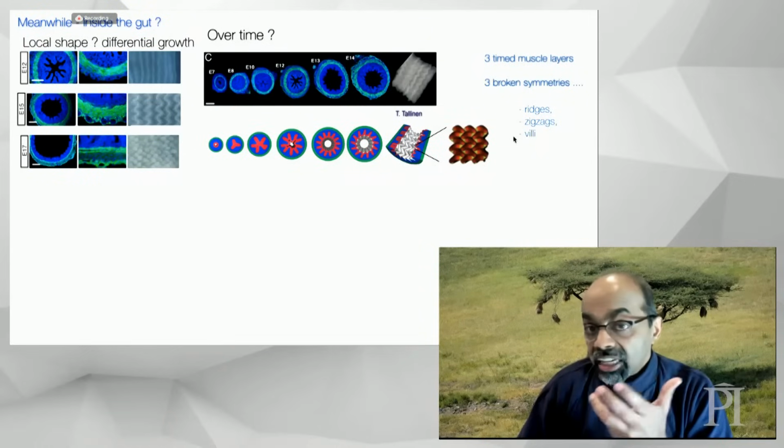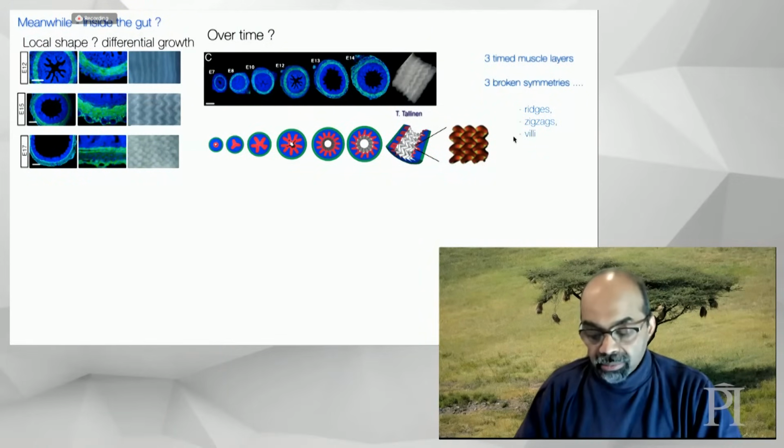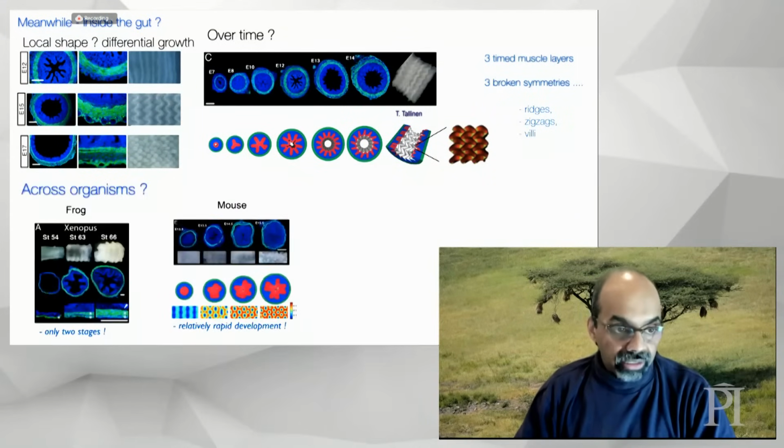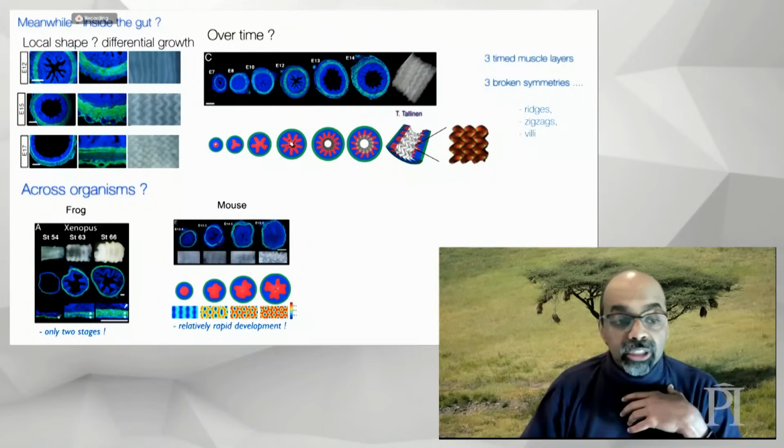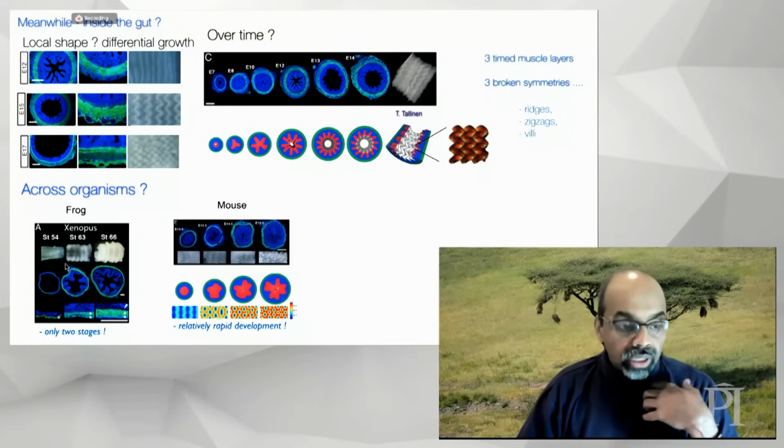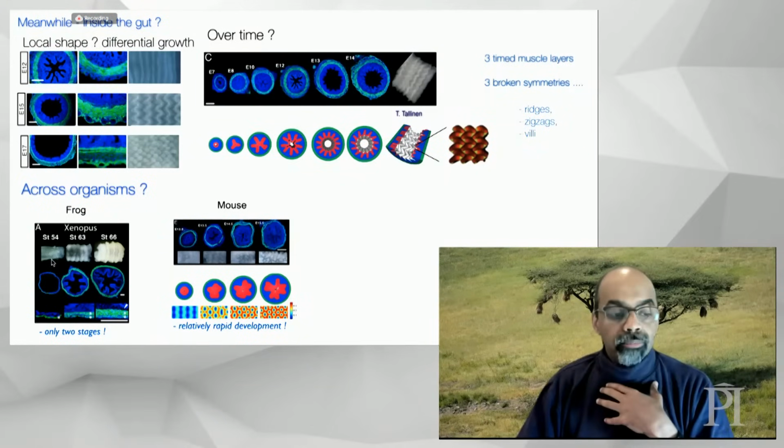And it's very satisfying that this very simple mathematical, physical, mechanical theory allows you to explain this in a species and across organisms. When you have only 2 muscle layers, you essentially get only zigzags.